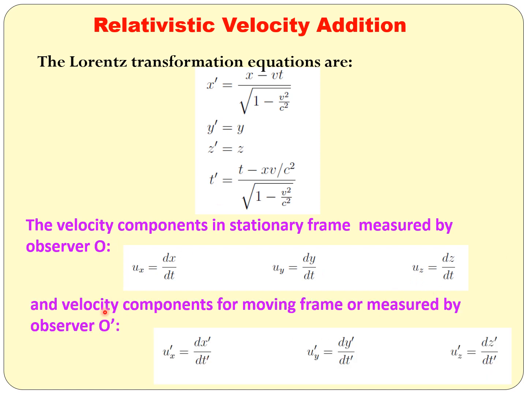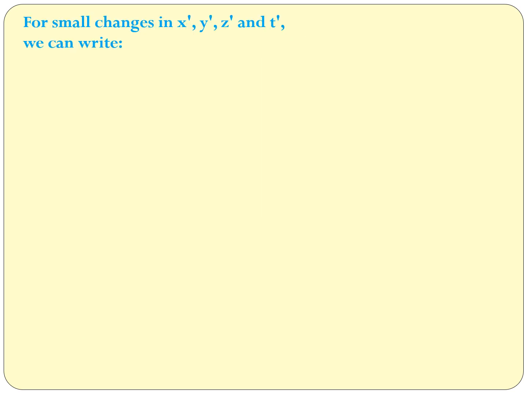And in frame S prime, we will have the primed coordinates. So velocity will be ux prime = dx prime by dt prime, uy prime = dy prime by dt prime, and uz prime = dz prime by dt prime. Now we have to find out the velocity components in S prime frame and S frame, how ux prime and ux, uy prime and uy, and uz prime and uz are related using the Lorentz transformations.